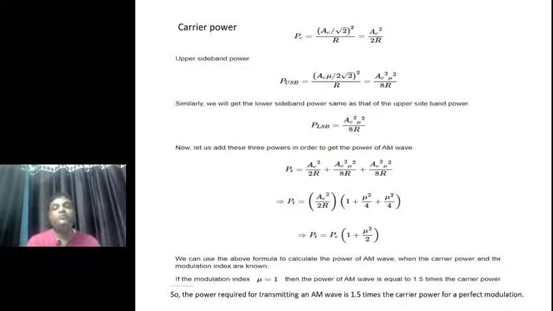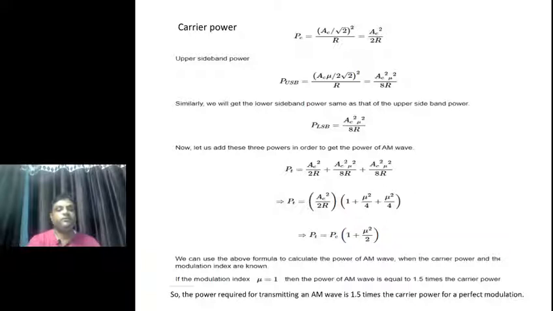And if you put mu equal to 1, then it becomes AC square upon 2R plus AC square upon 4R. That is the previous expression. But if the modulation index is not 1, then we take AC square upon 2R common and it becomes 1 plus mu square upon 4 plus mu square upon 4. So PT equals PC times 1 plus mu square upon 2.